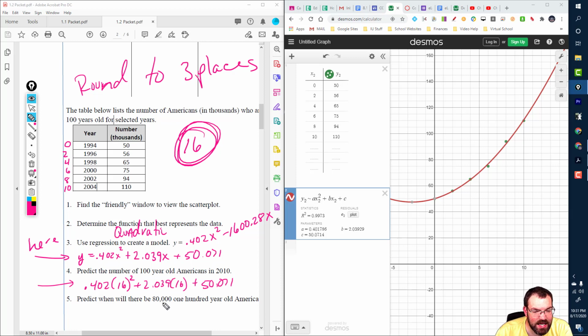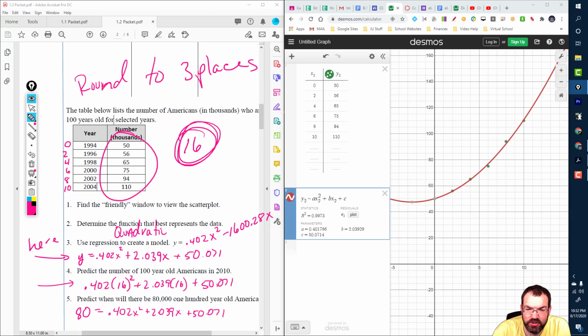Predict when there will be 80,000 100-year-old Americans. Well, what does that mean? This number is already in 1,000. So this is 50,000, 56,000, 65,000, 110,000. So I need to take my y value and make that 80. And that's going to equal 0.402x squared plus 2.039x plus 50.071. Now, you might be thinking, how in the world am I supposed to find out what x is going to be to give me 80 on the left side?